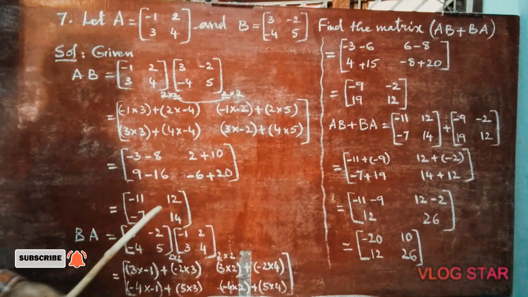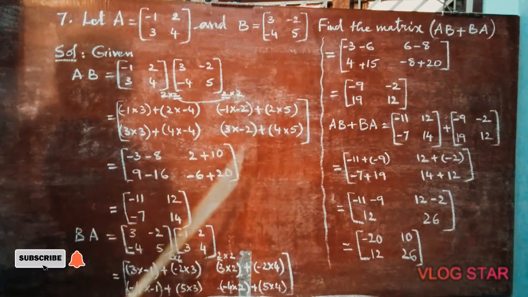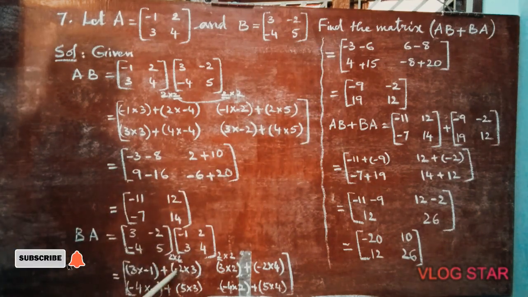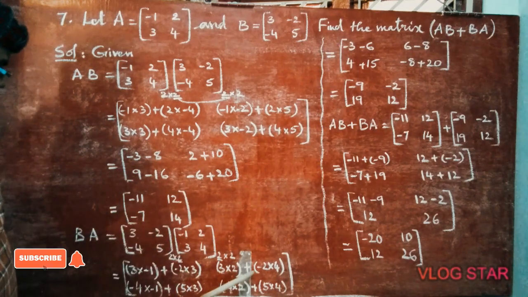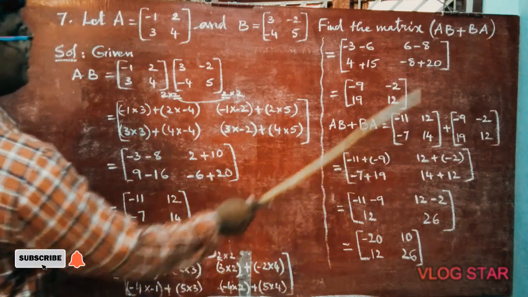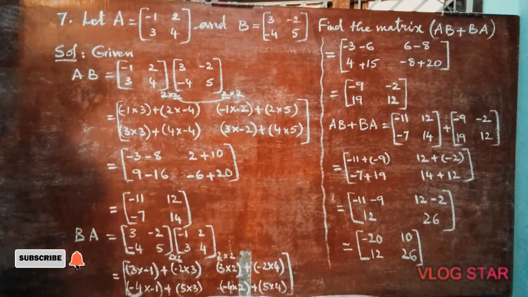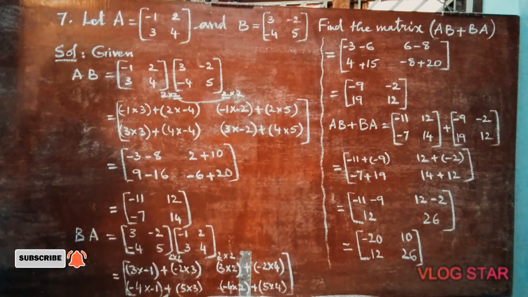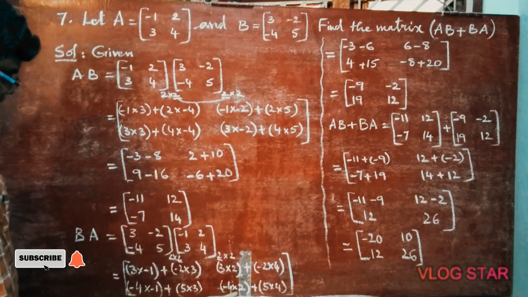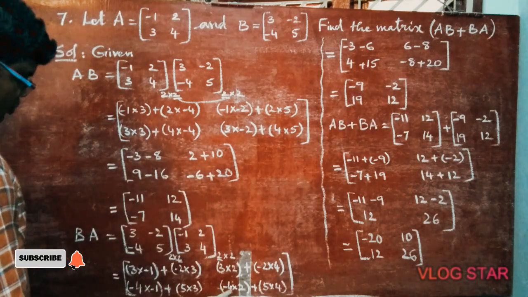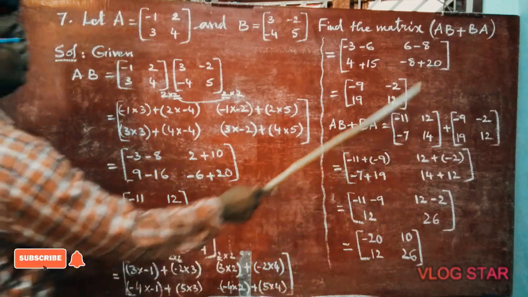Fourth element. Now multiplication. Plus into minus, minus, 1 3s are 3. Plus into minus, minus, 2 3s are 6. Next, second one: 2 3s are 6. Plus into minus, minus, 2 4s are 8. So 6 minus 8. Minus into minus, plus, 4 1s are 4. Plus is there, plus 5 3s are 15. Minus into plus, minus, 4 2s are 8. So minus 8. Next plus 4 5s are 20.